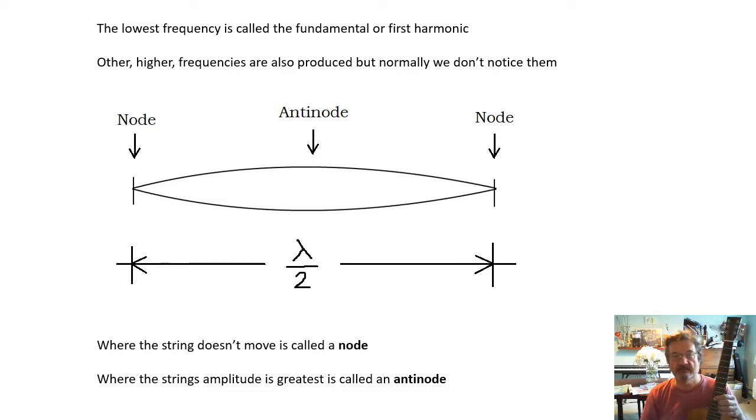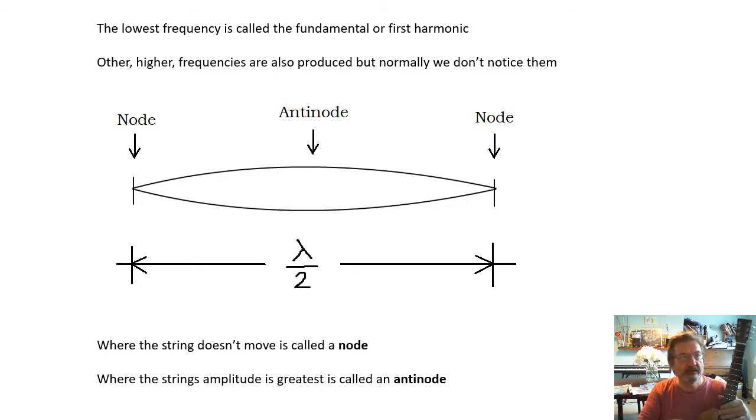So the lowest frequency is called the fundamental, or the first harmonic. We actually get lots of other frequencies produced as well. We get the second and third, etc. harmonics, but normally we don't notice them. They're in the background. Our ears just notice the lowest frequency. But when I play that, in the background there's also that and that and that. The other harmonics make the tone of the instrument, they make it sound beautiful, but we don't really notice them normally. We notice the fundamental.